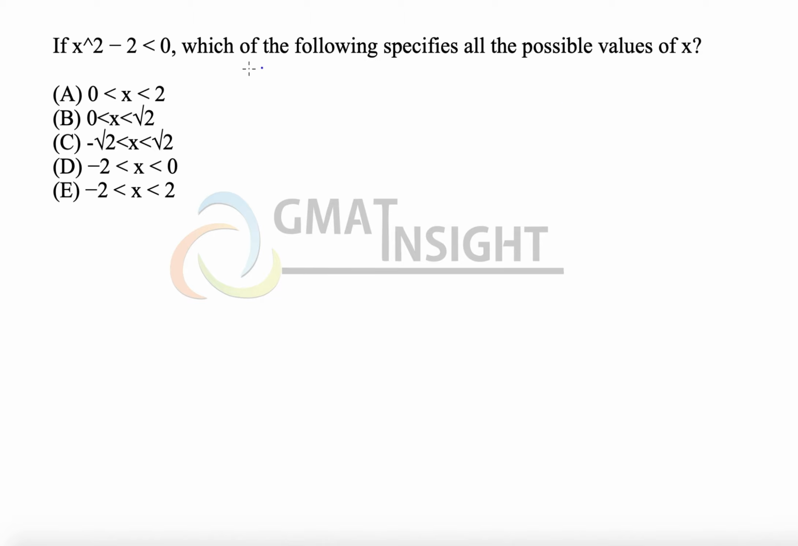If x square minus 2 is less than 0, that means we can simply write it as x square is less than 2. And if x square is less than 2, then it simply means that x must be between the square root of 2 and negative square root of 2. So that clearly gives us the correct answer as option C.